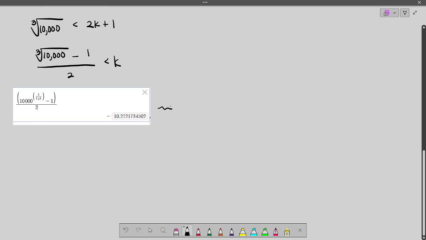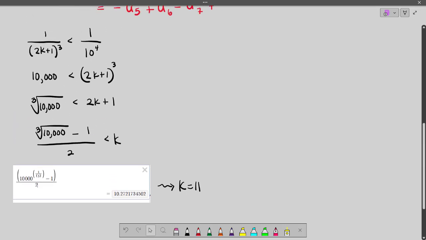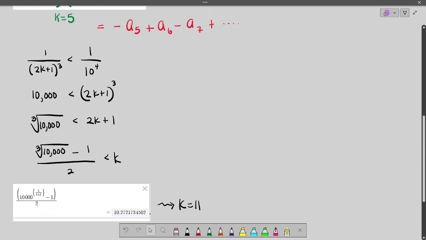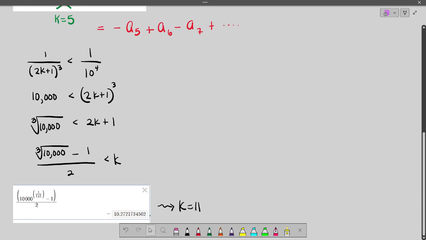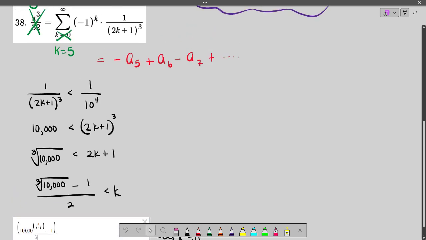So let's write it down here. So k will be 11. So that is our first integer that's larger than that expression. So let's go to our generic layout here then. So 11, let's get one before it, one after it. So we're going to need an a sub 10, an a sub 11, an a sub 12. In front of the evens is positive, in front of the odds is negative. So that's what the generic layout would be.